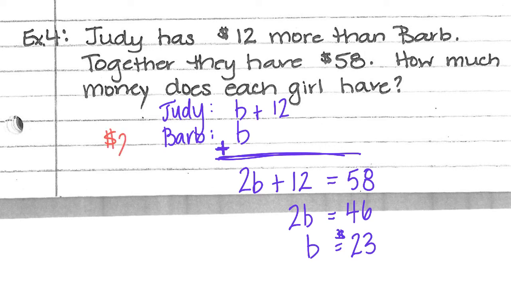Barb has $23. If Judy has $12 more, how much money does Judy have? You guys sound so excited. And together, remember they always say to check, check, check. Together, if I add that, do I get 58 bucks? Yep.